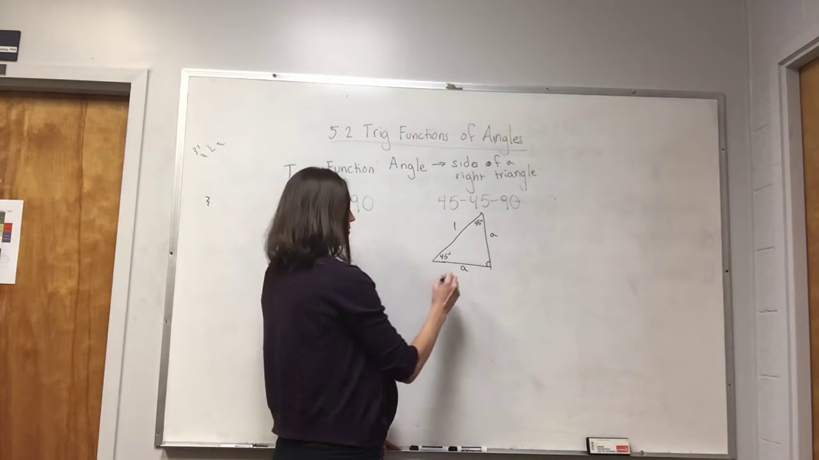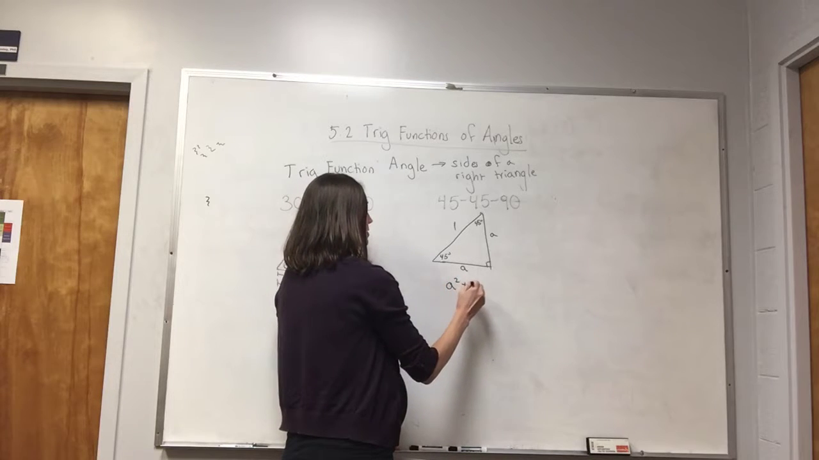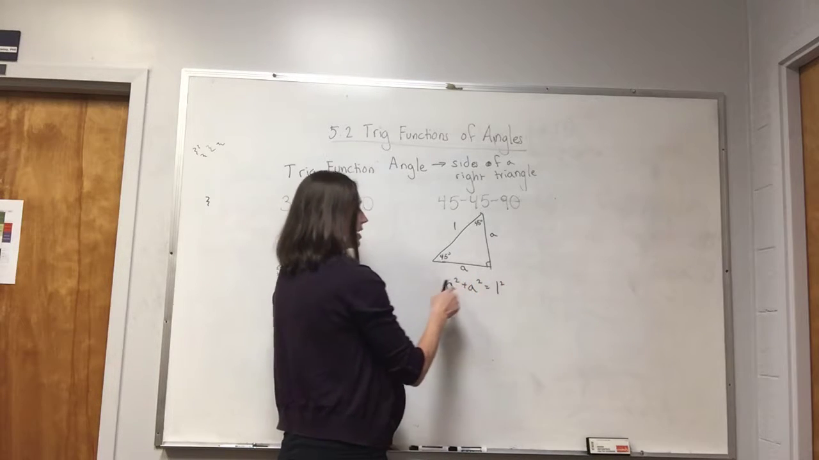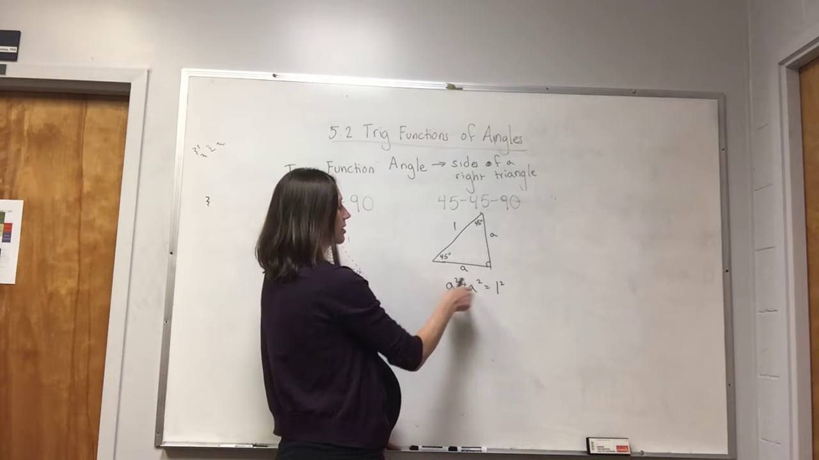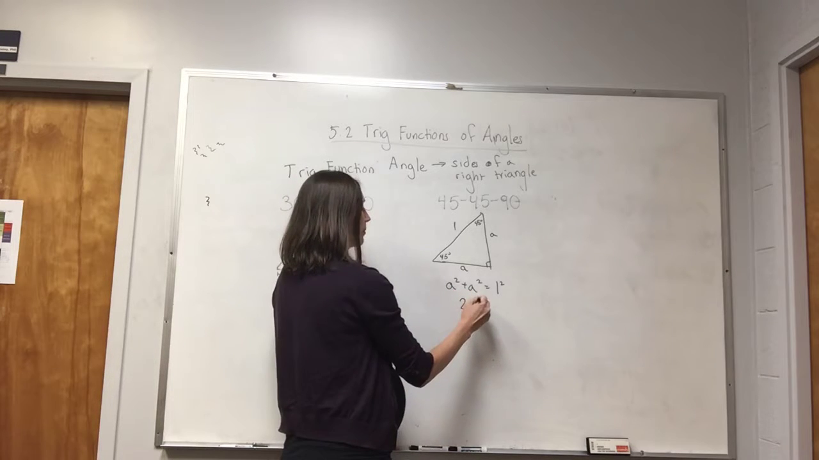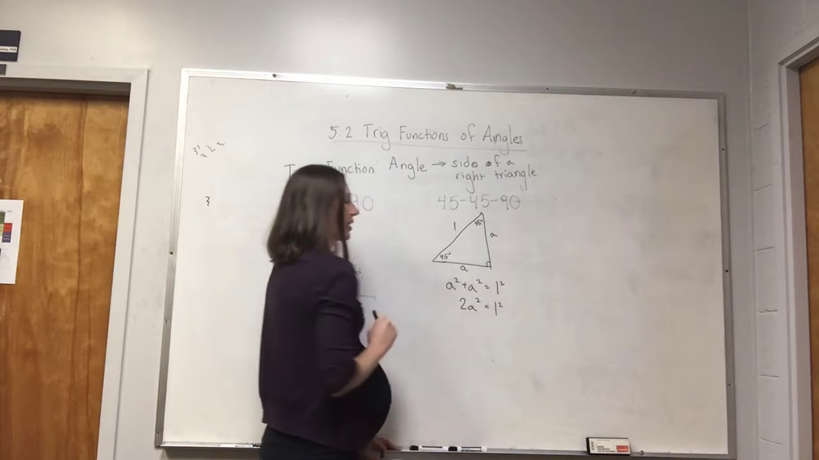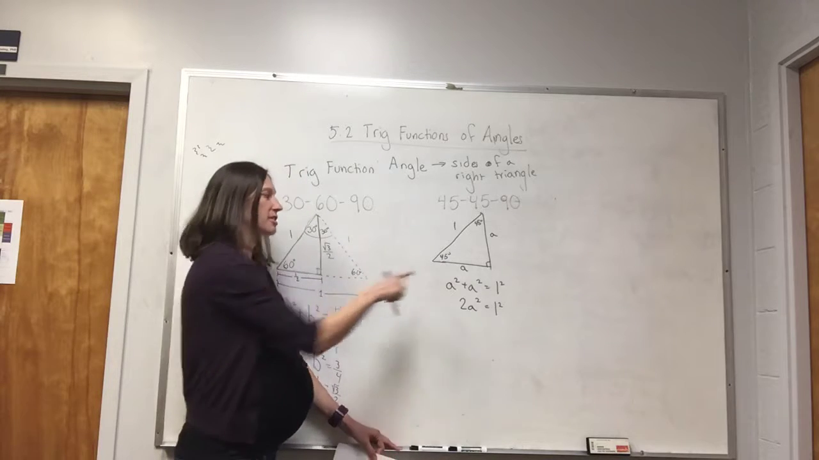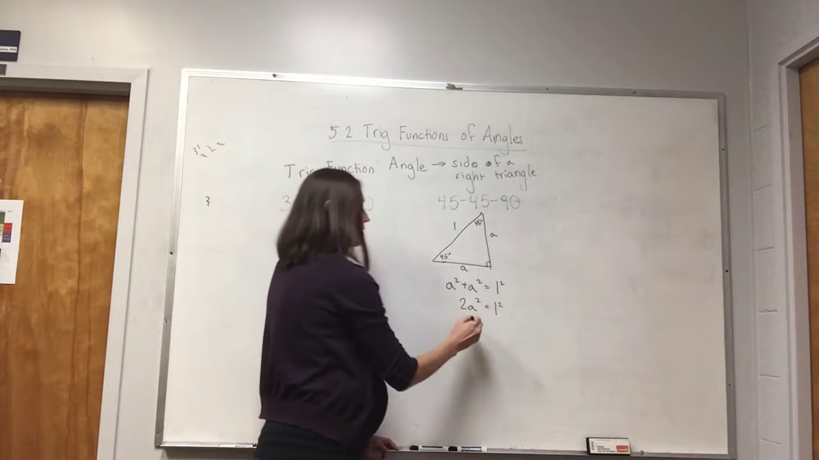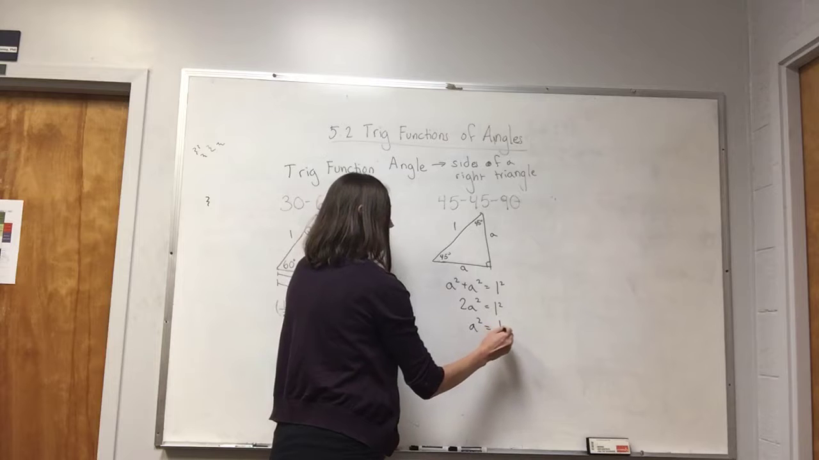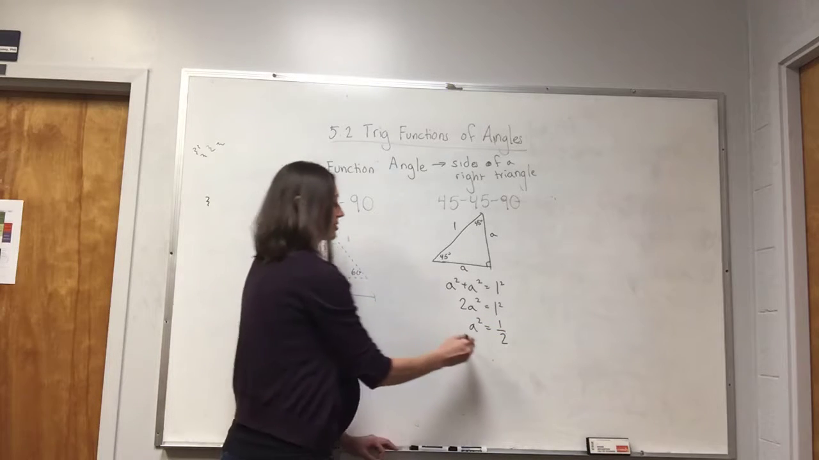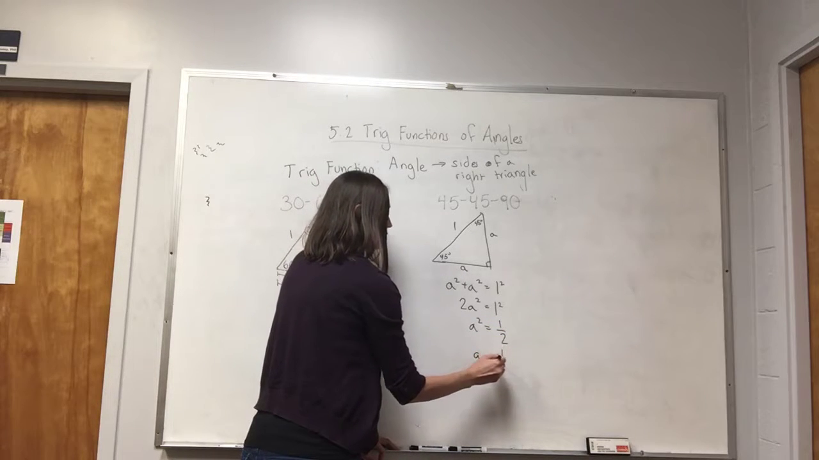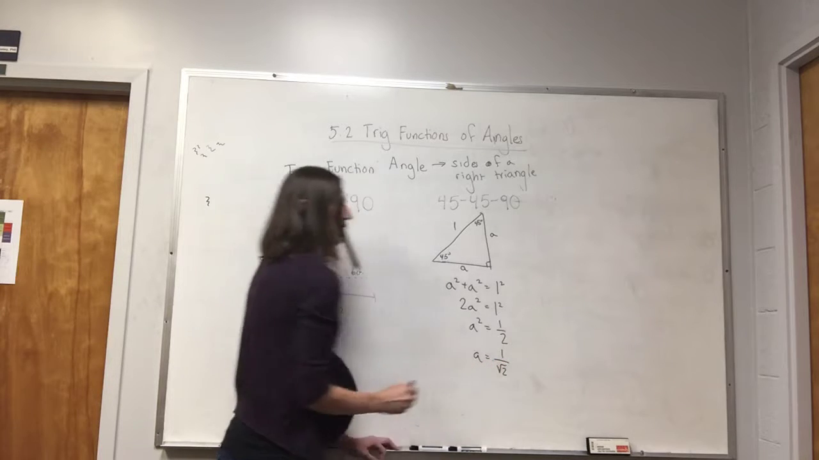And I can still use Pythagorean theorem. A squared plus A squared equals 1 squared. How do I simplify these? This is an A squared, this is an A squared. I got two of them. All right, I'm not doing anything fancy with the exponents. These are like terms, adding them together. Divide both sides by 2. Take the square root of both sides. Square root of 1 is 1. Square root of 2 does not simplify.